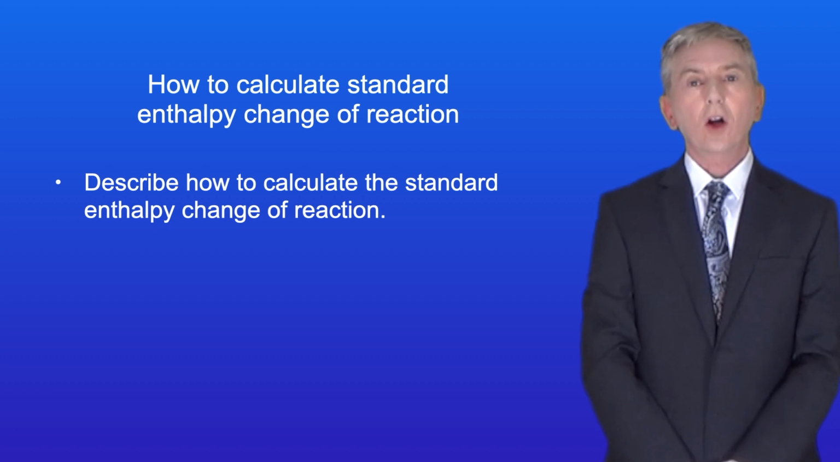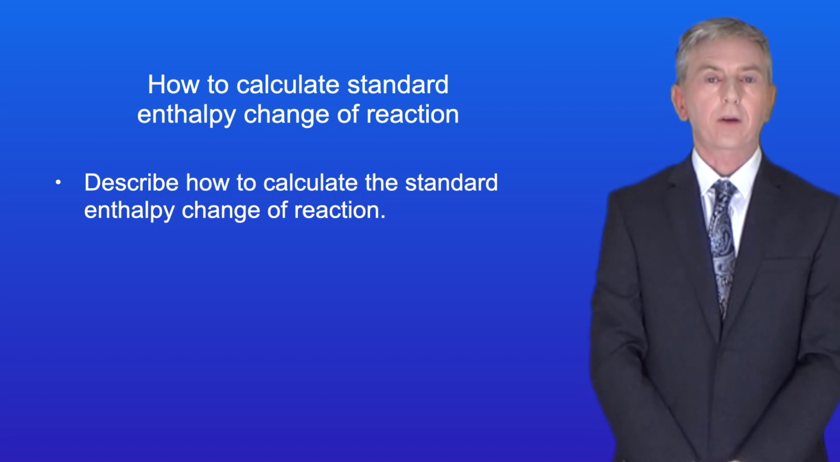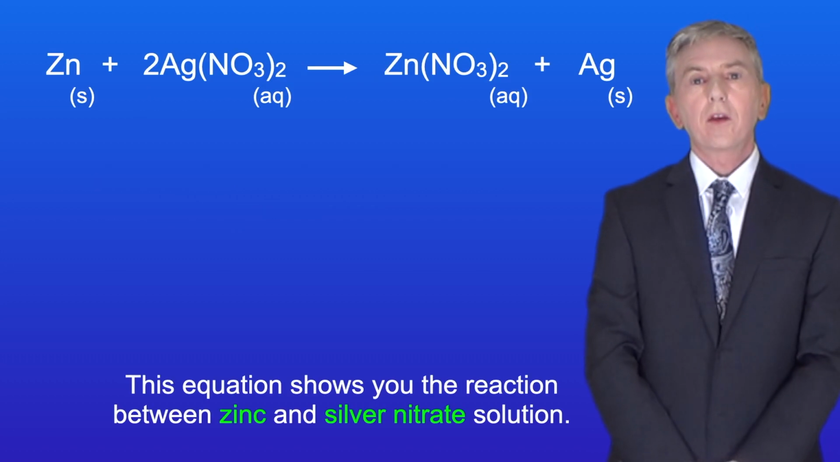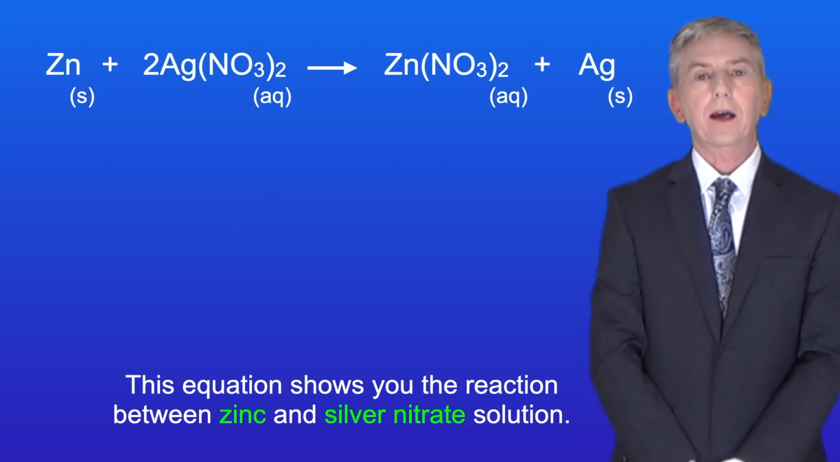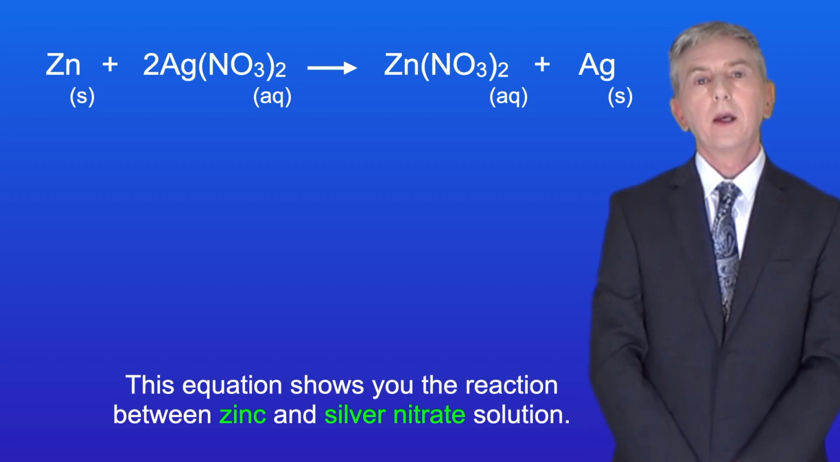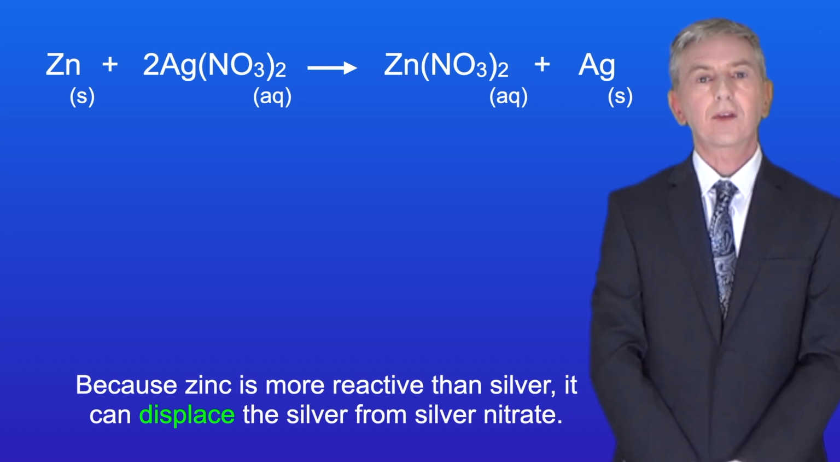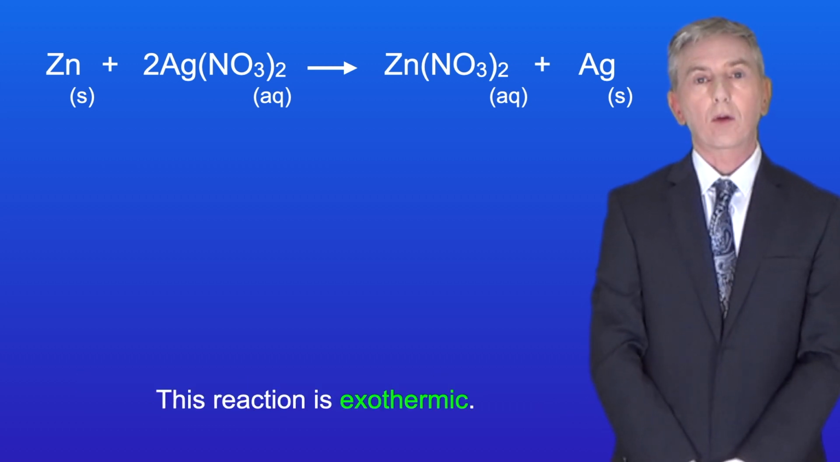In the last video we started looking at standard enthalpy change of reaction. In this video I'm going to give you a question to try yourself. This equation shows you the reaction between zinc and silver nitrate solution. Because zinc is more reactive than silver, it can displace the silver from silver nitrate, and this reaction is exothermic.